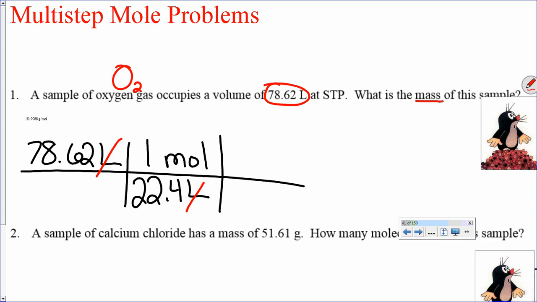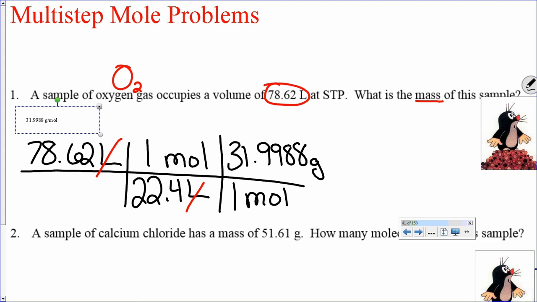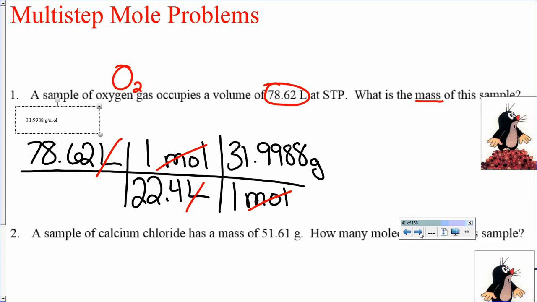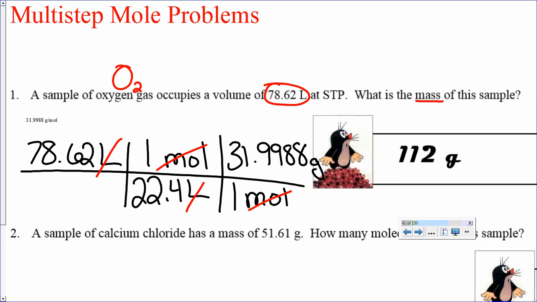Now I'm in moles and I need to take this into grams. So that's where my GFM is going to come in, 31.9988 grams per mole. I'm going to need moles on the bottom in order to cancel moles, and my grams on top. Now my moles go away. So this satisfied us going from moles into grams using the GFM. You can go ahead and punch that into your calculator, and you should get 112 grams. The 22.4 is limiting our number of significant figures.